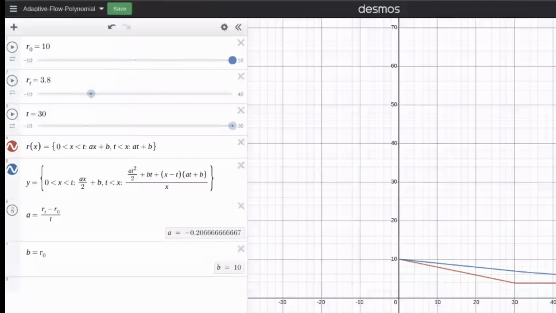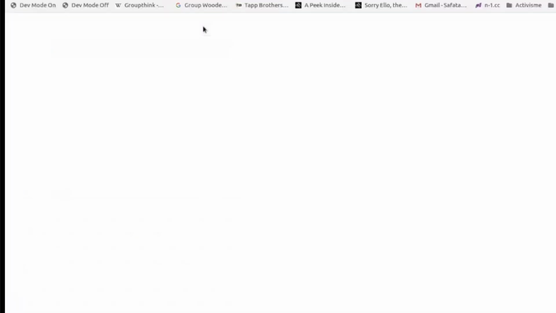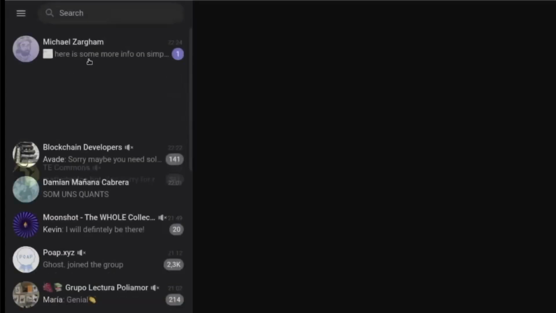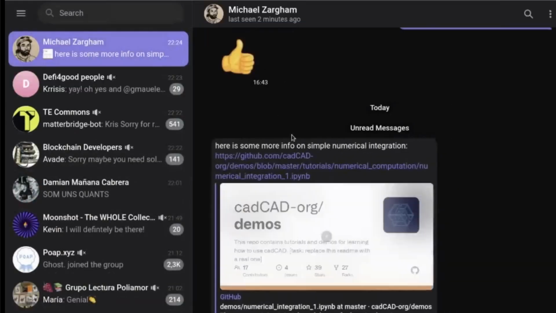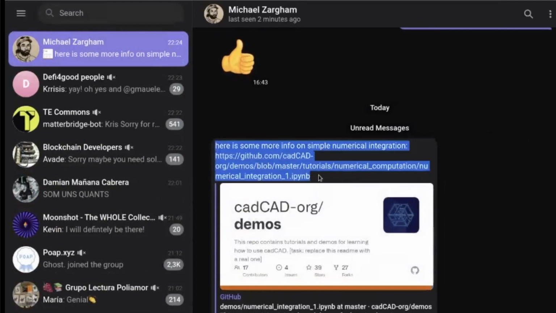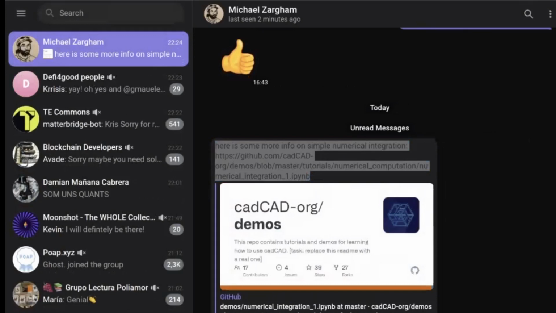This link you mentioned, where can I find it? I sent it to you in Telegram. It's a public link from CADCAD where I had just made a demo of sort of event-based quadrature, maybe a year ago, because I was explaining this to somebody else at one point.